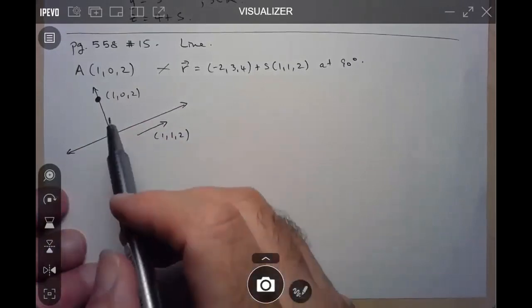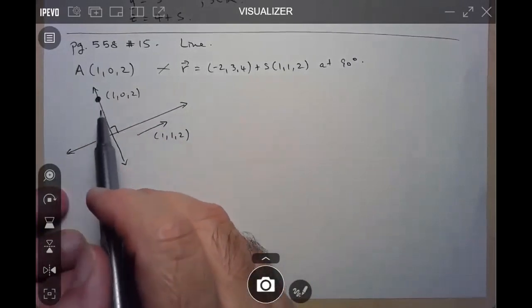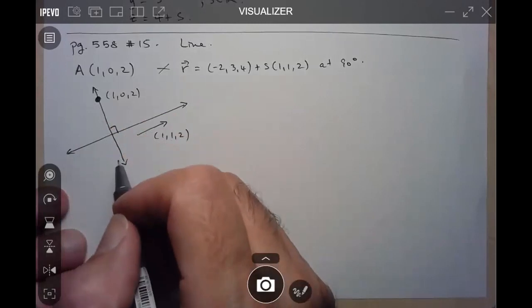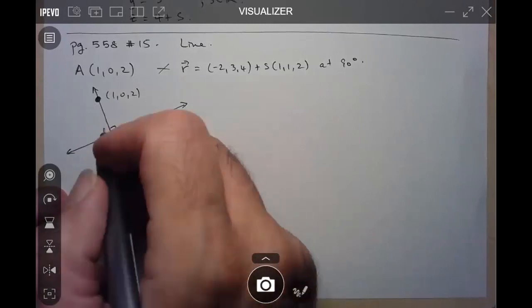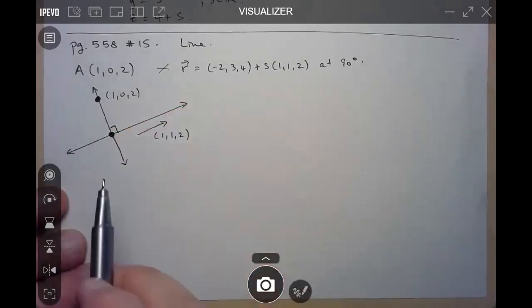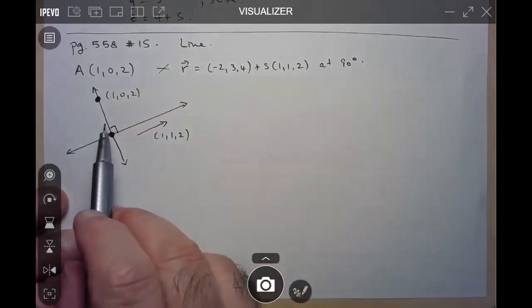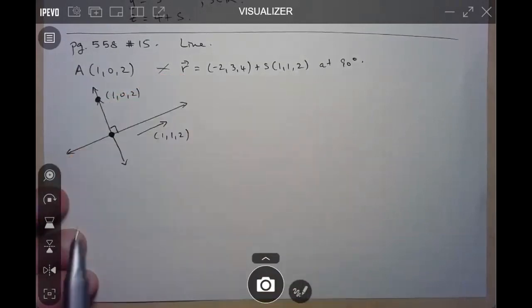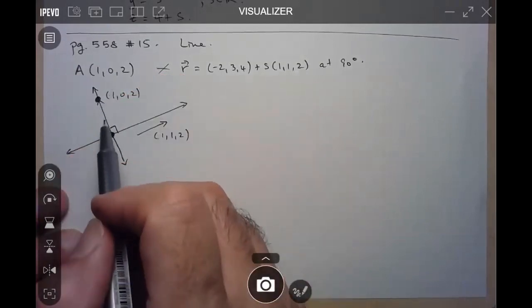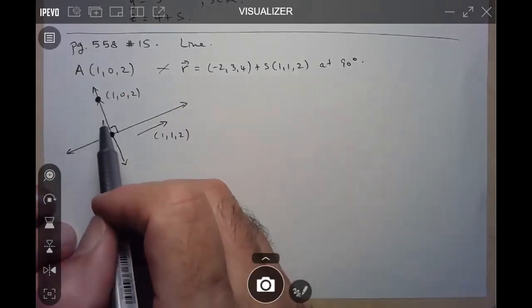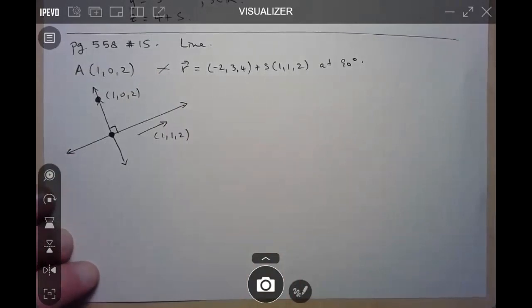But let's try to create one, because what did they tell us about these two lines? They're not skew. They're not parallel. They intersect at a right angle. So I don't know what this point is here, but I know if I join the point of intersection with that point there, it's going to give me a vector that is parallel to the line I'm interested in, and hence perpendicular to that one.